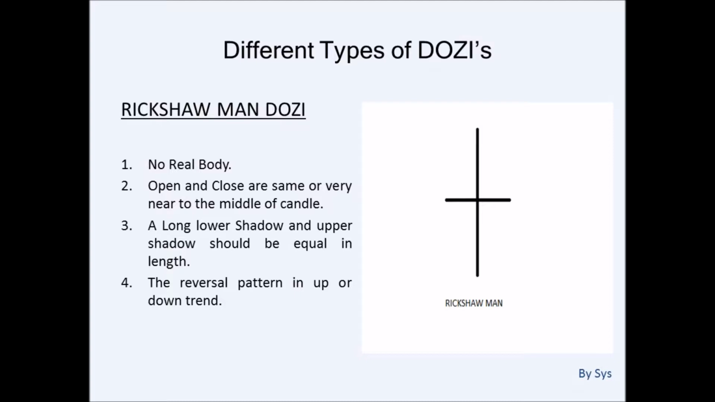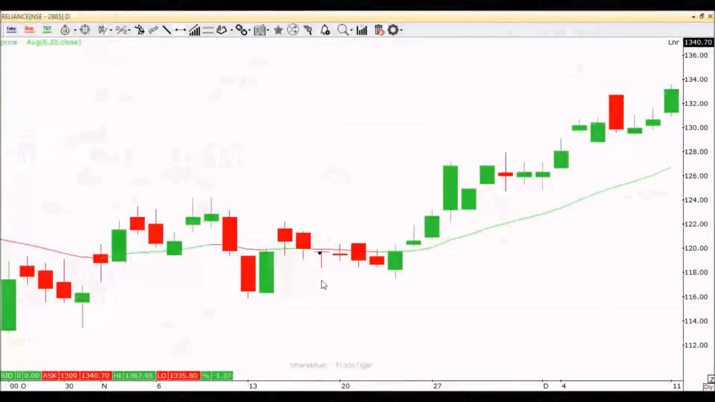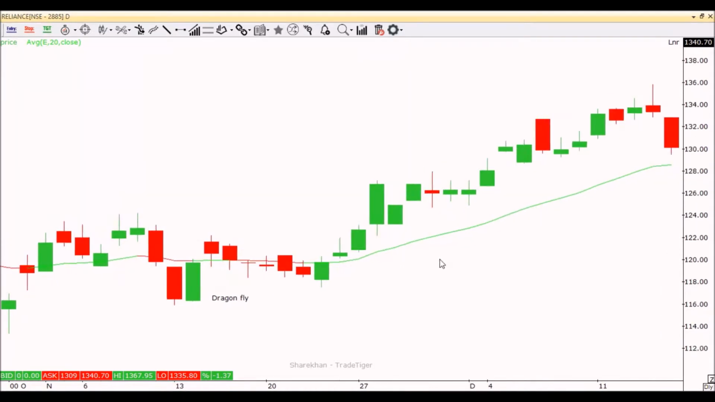The rickshaw doji looks like a plus sign. It seems that the forces go out of the castle, fight, and then come back to the castle again. Here the buyer pulls up the price, whereas the seller pushes it down. Neither succeeded, and it closes at or just around the opening price. It is a doji with no real body and a long upper and lower shadow.